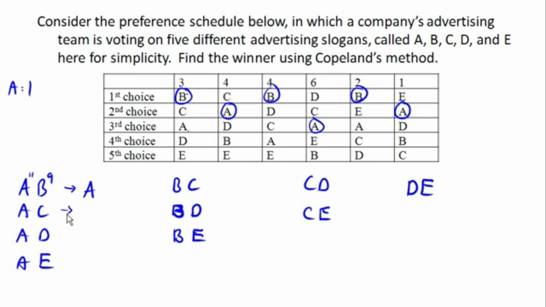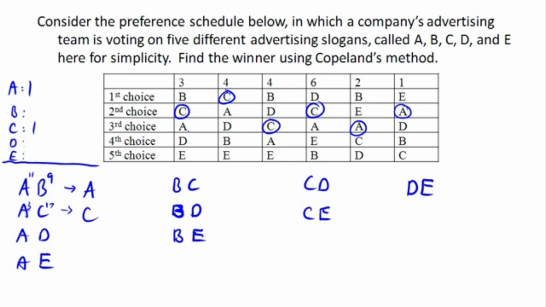Next, let's compare A versus C. Here, 3 are preferring A and 17 are preferring C, so C is going to get 1 point. Next, let's compare A versus D. Here we have a tie between A and D. So both A and D are going to get half a point for the tie.